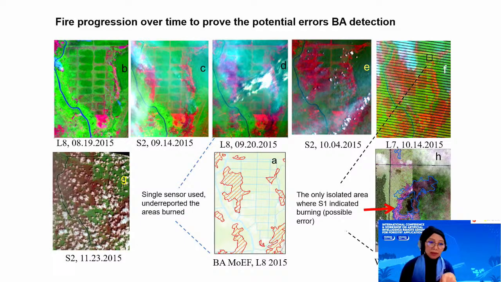You can see down there, that's the burn area from the Ministry of Forestry for 2015, based only on Landsat 8. However, I know that lately our government has started to employ Sentinel 2 in addition to Landsat images. We also noticed that the only isolated area you see down there in the bottom, the only one Sentinel 1 indicated as burn area, was already clear before the burning began. So this area was located on Spitzwarm. It means that there is another source of error from Sentinel 1 that we have to consider.